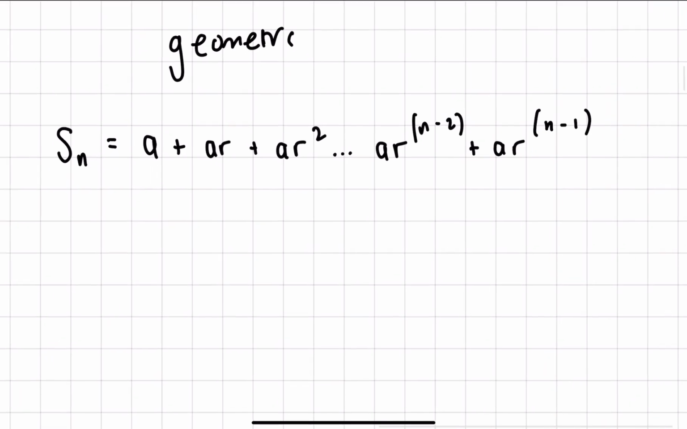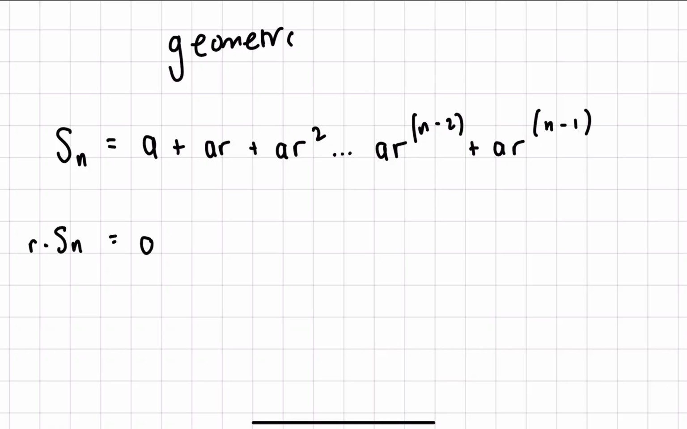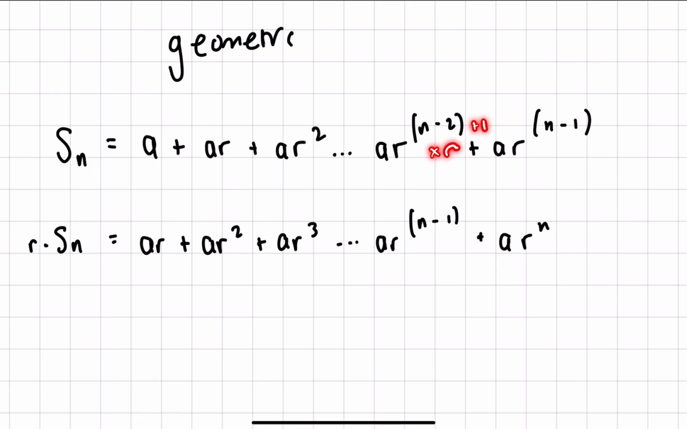Fantastic. Okay, this one's a little bit different. I'm going to multiply this by the common ratio r. So r times the sum to n, you're going to get a r plus a r squared plus a r cubed all the way to a r to the n minus 1 plus a r to the n, because everything times by r, so we're going to plus 1 on each power.